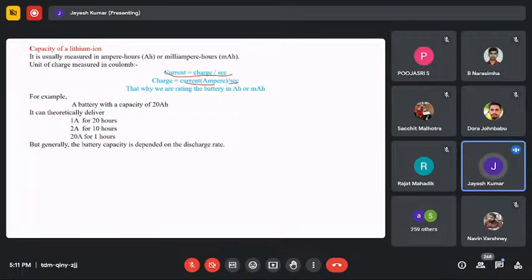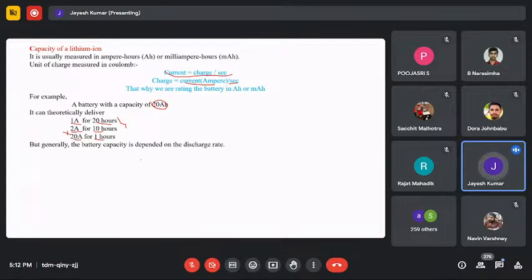For example, a battery has a capacity of 20 ampere hour. Whenever you study in the book or in theoretical knowledge, you can see that it means it can deliver 1 ampere of current for 20 hours, or 2 ampere for 10 hours, or 20 ampere for 1 hour. But in practical life, this is not perfectly accurate.